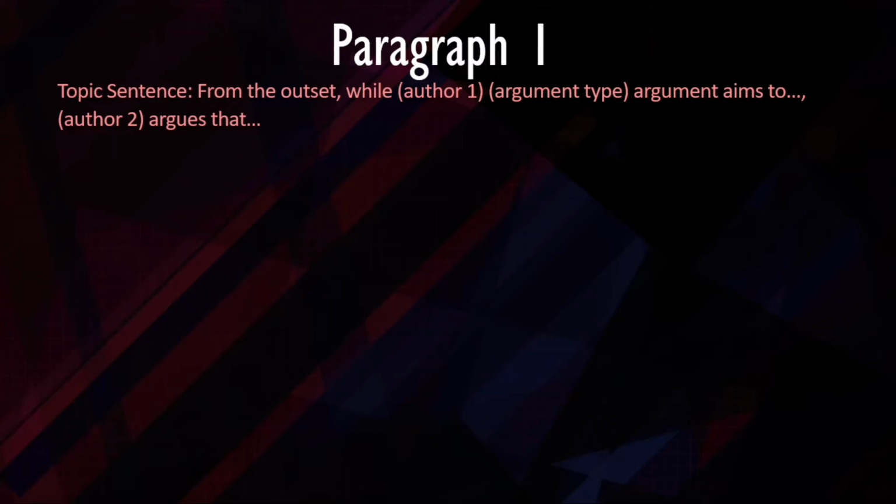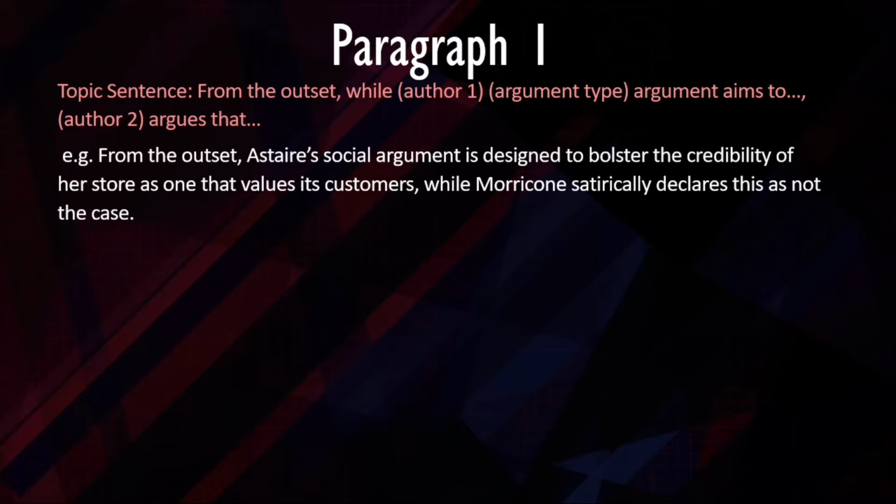While author 1 aims to do something, author 2 says something else. So for example, from the outset, Esther's social argument is designed to bolster the credibility of her store, while Morricone satirically declares this is not the case. From the outset, that's a very good phrase to have because it shows that you're aware of the location of the argument. Here, the authors are clearly doing something at the beginning of their piece that's very unique. And in this case, it's establishing their credibility.